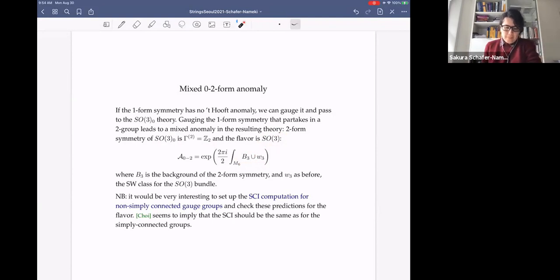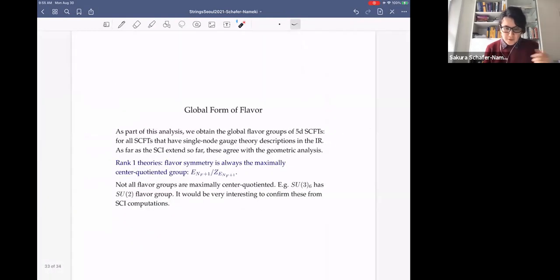Okay, so that would be interesting, actually. One thing that we, at the time, were not entirely certain about is what actually are the superconformal index computations for non-simply connected gauge groups. Should they be the same? Should they be different? There's a paper by Choi saying that the superconformal indices should be the same. And so if that's the case, indeed, the flavor symmetry in that case is SO3. But it would be very nice to have some more robust insights into further theories.